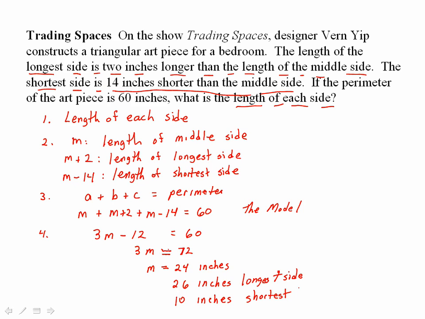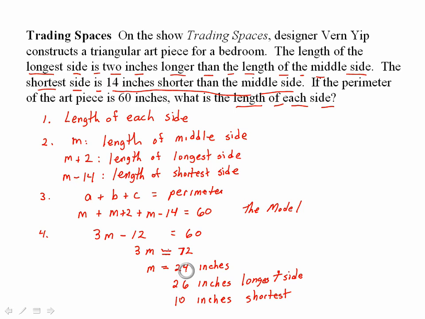Now we want to verify that our answer is correct. Is the perimeter of the triangle 60 inches? In other words, does 24 plus 26 plus 10 equal 60? Well, 24 plus 26 is 50. 50 plus 10 is 60. So we do have a perimeter of 60.